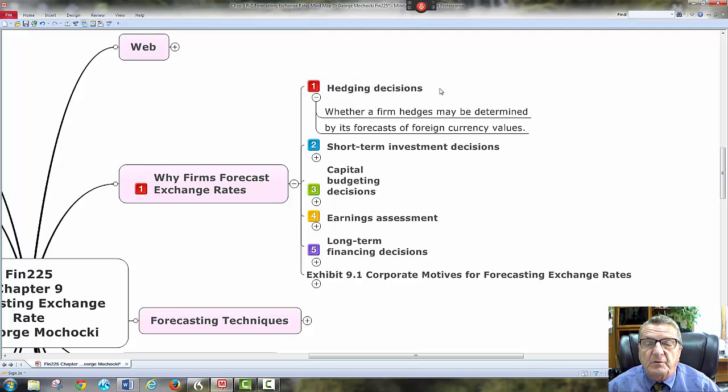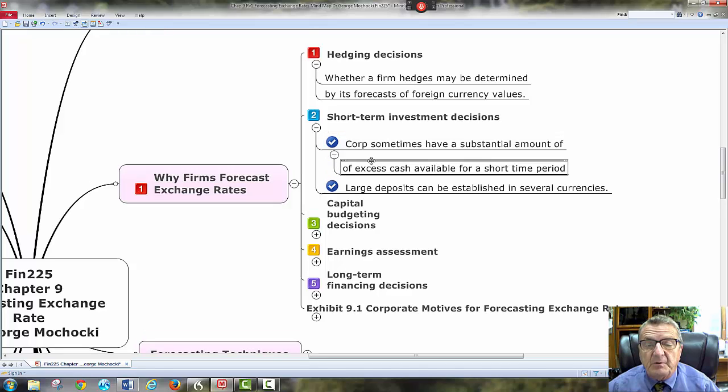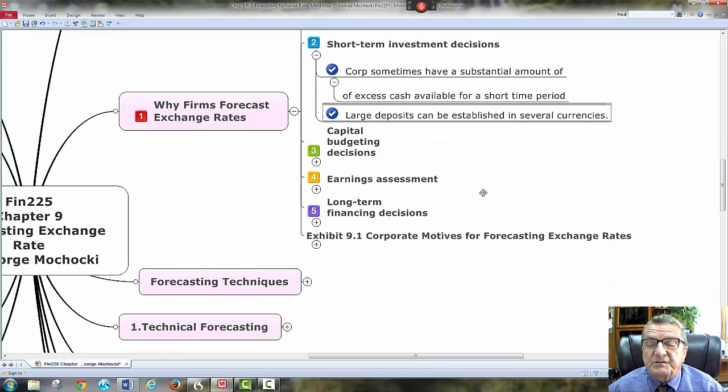Okay, now short-term investment. So I'm looking for a hedging decision. It's one of them. Why forecast makes sense. Something's going on with the currency. Short-term investment, and in this one, corporations sometimes have a substantial amount of capital. And for a short period of time, maybe I can make some money off of this. It's still safe. Remember, I'm not a speculator. I'm a multinational organization just trying to look at another stream of revenue coming in. If I get a little extra, that could be my bonus for my individual. That could be for me to open up another operation, as we're talking about, or utilize for some capital decision making. Large deposits can be established in several currencies.